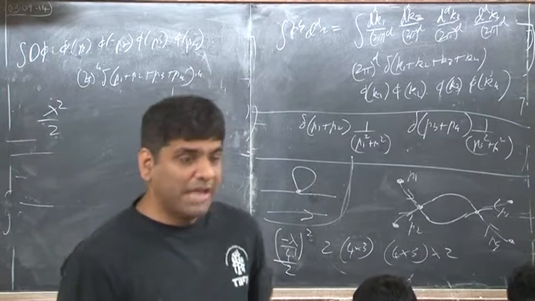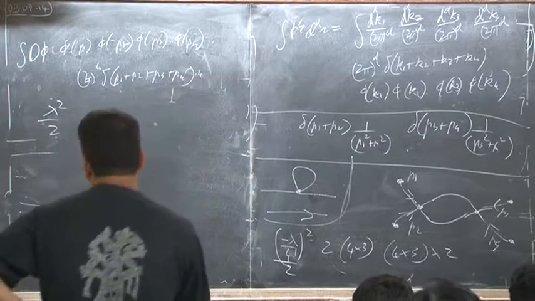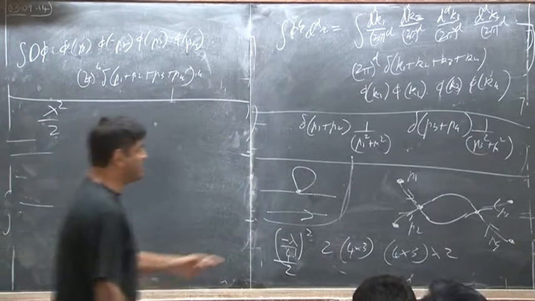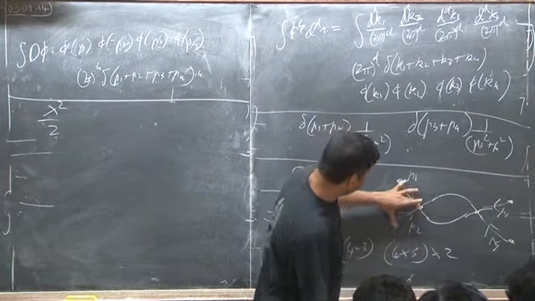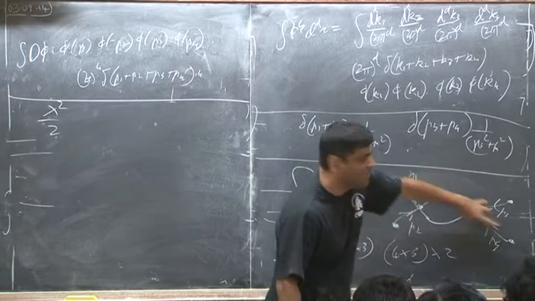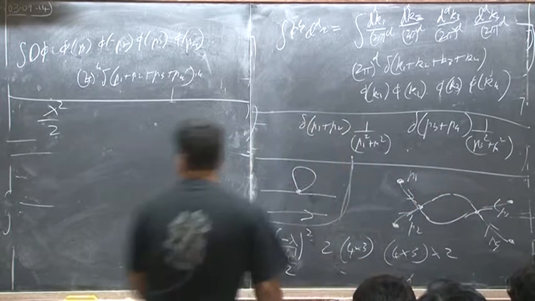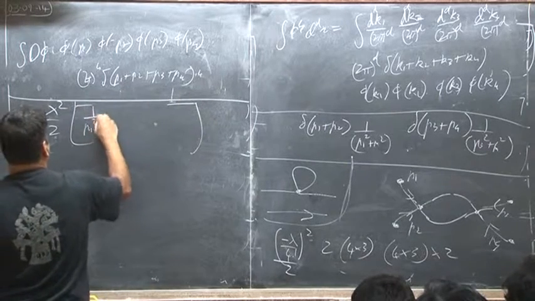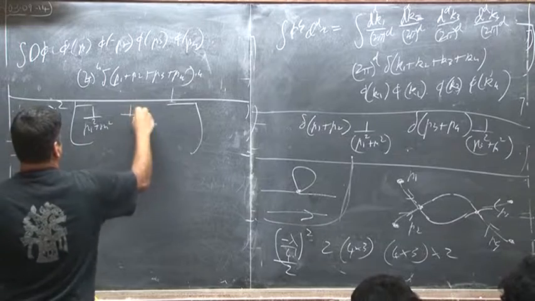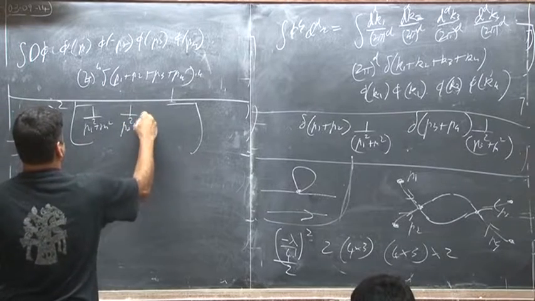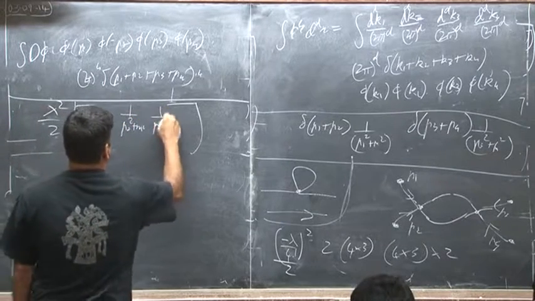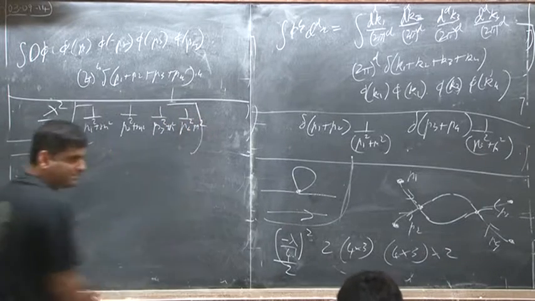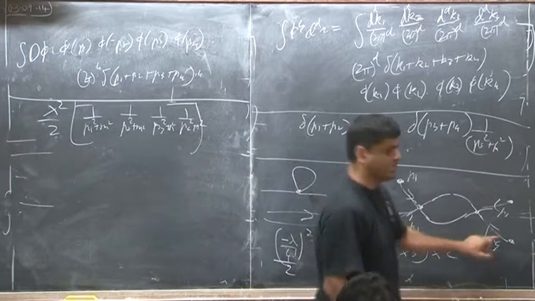Now that we've got the lambda squared by 2, we also have the expression for each of these. So we have each of these propagator factors left to account for. So in all such graphs, of course, we have the overall factors of 1 over p1 squared plus m squared, 1 over p2 squared plus m squared, 1 over p3 squared plus m squared, 1 over p4 squared plus m squared. That's this, and this propagator.